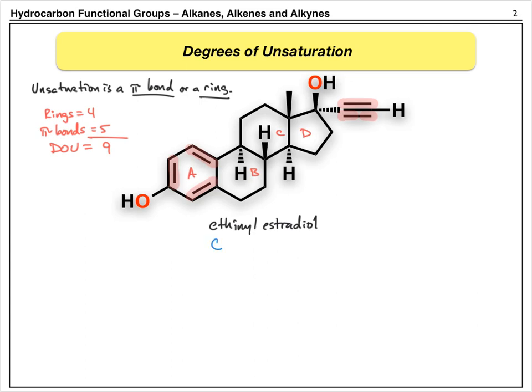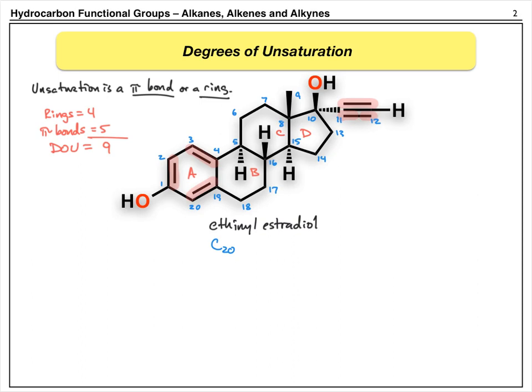So we'll just go ahead and number these as we go. 1, 2, 3, 4, 5, 6, 7, 8, 9, 10, 11, 12, 13, 14, 15, 16, 17, 18, 19, 20. So we count 20 carbons.